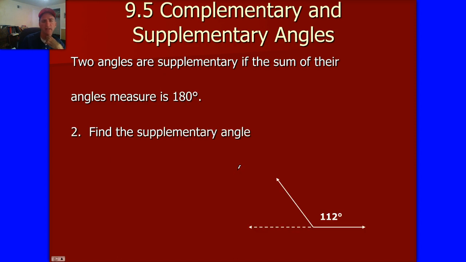Okay, if you want to see a nice visual question of that, here it is. Here is your 180 degree angle right there. So this angle right here, if that's angle X, would be 180 degrees minus 112. Subtract that out, and you get 68 degrees is the supplement to 112.